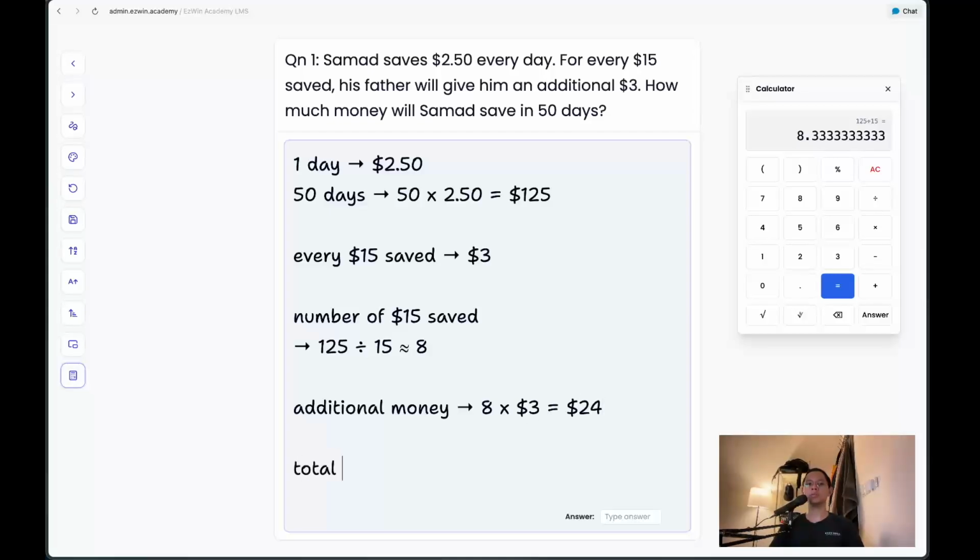That means the total will then be equal to 125 plus 24. And this will give us $149. So that's the answer, $149.